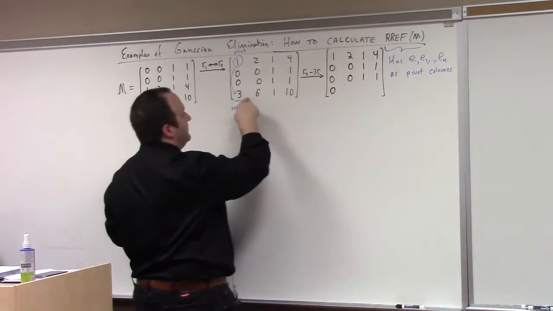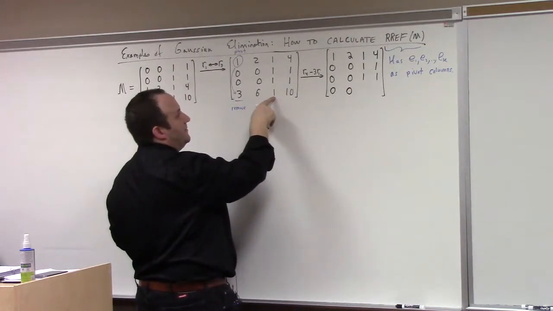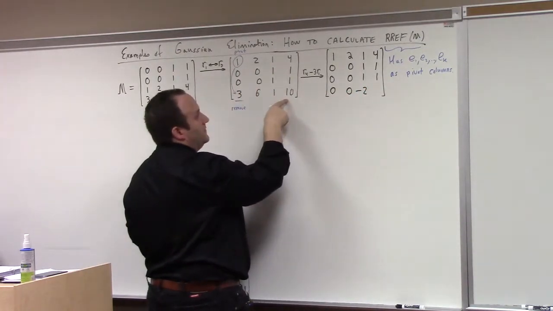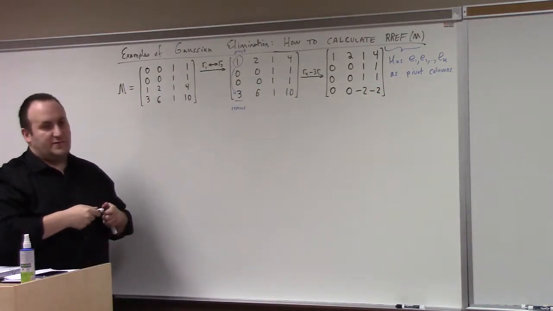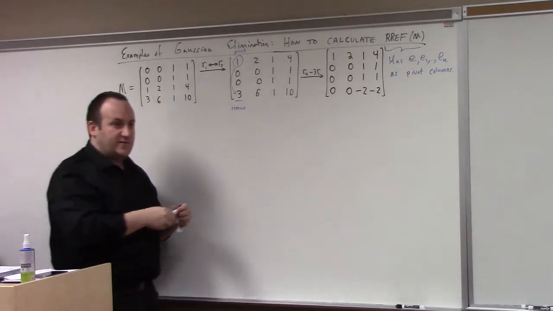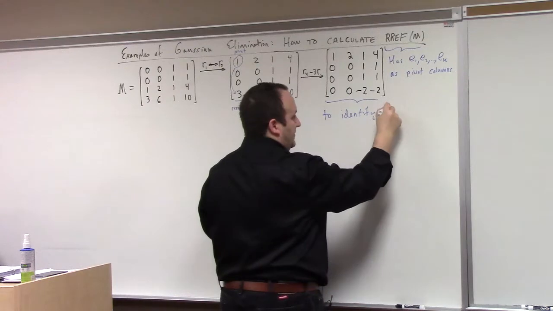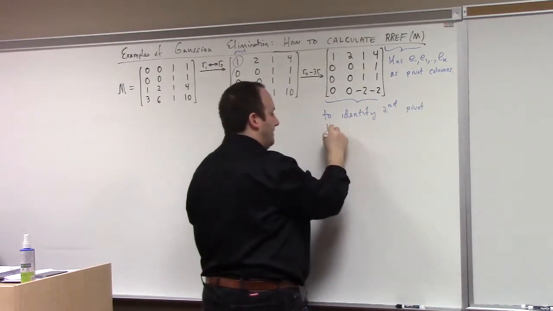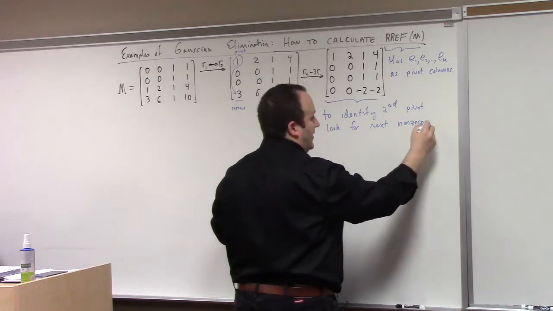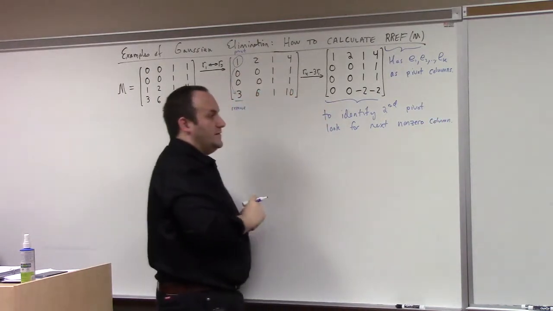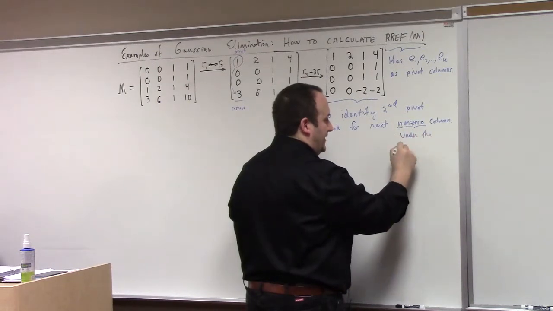Okay, so we subtract 3 times row 1 from row 4. That zeroes out this, it removes the 3. What about the 6? That also is gone. And then how about this? Minus 2, and minus 2. Okay, at this point, we've finished clearing out under the first pivot. Now we have to identify our second pivot. So to identify the second pivot, we look for the next non-zero column, right? Well, non-zero, to be more specific, under the already existing pivot.